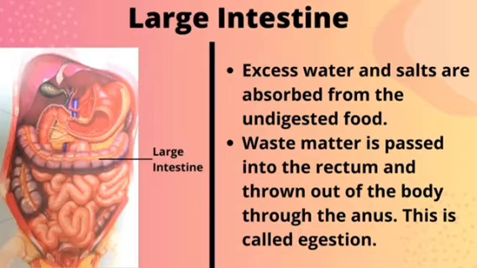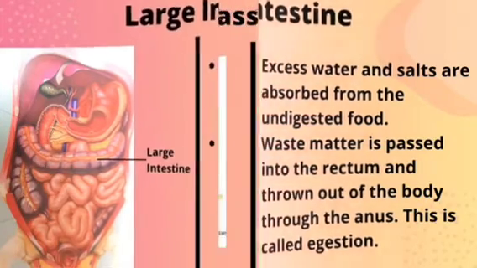So children, with this, we have learned completely how the food is taken in, digested, absorbed, assimilated, and also thrown out of the body. So the complete process of digestion in human beings you have learnt in this chapter.